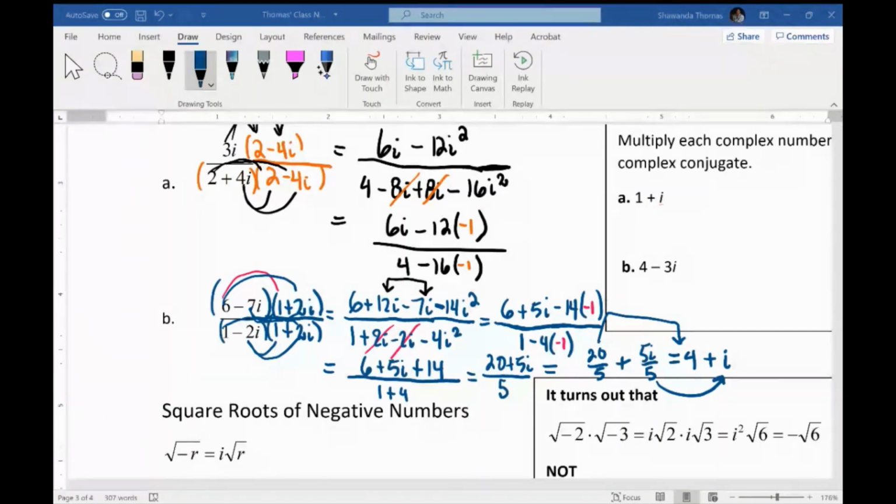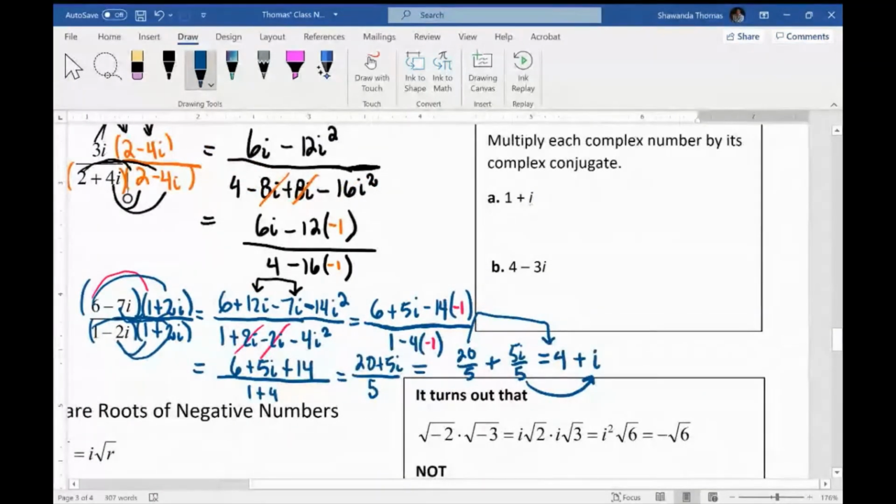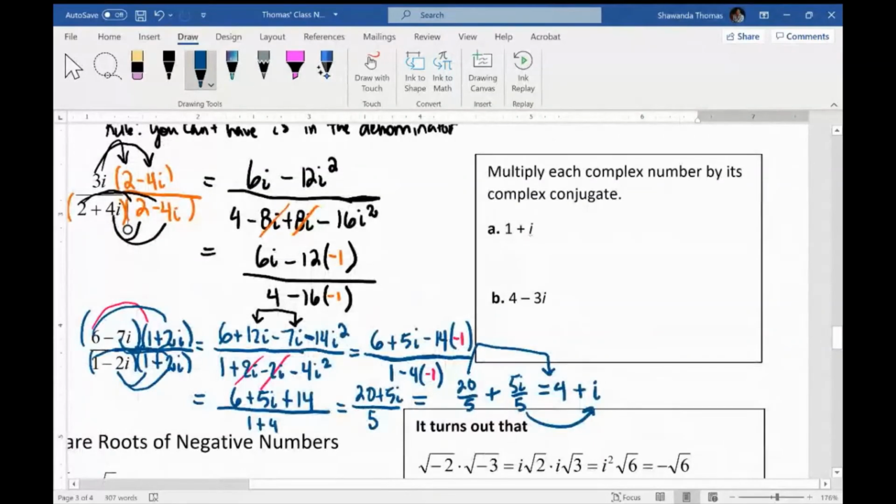Any questions about B? Nobody? Okay. All right, let's practice a little bit more before we move on to the next part of this lesson. We're going to practice here. Multiply each complex number by its complex conjugate. Let's just practice. Make sure you got it.